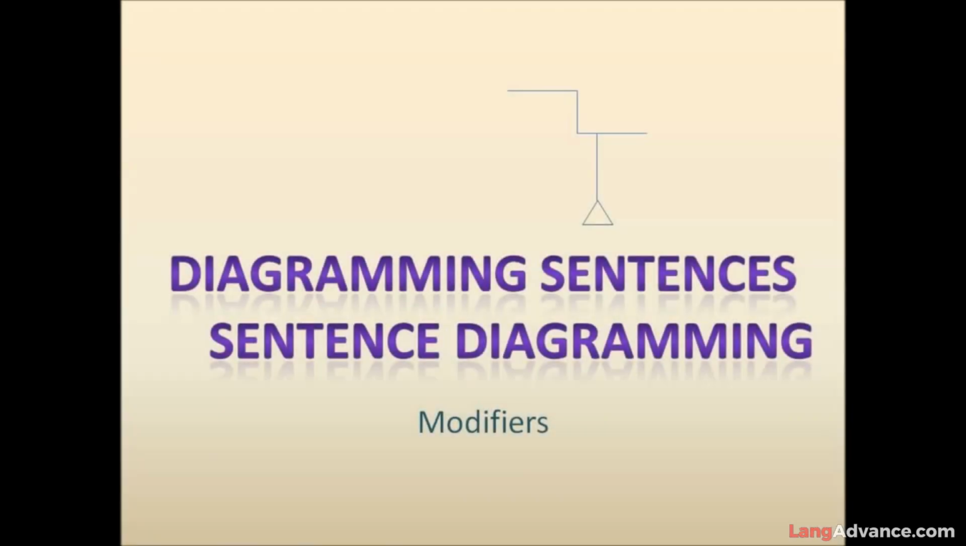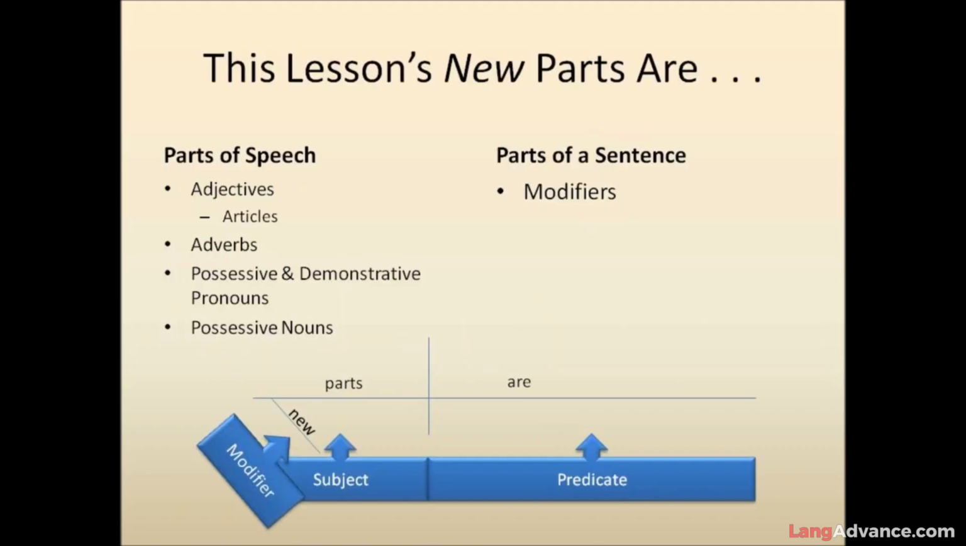Hello, welcome to your next lesson in diagramming sentences. In this lesson, we'll be learning how to diagram modifiers. But before we can start diagramming modifiers, we should talk about the new parts of speech and the new parts of a sentence that we'll be covering in this lesson. The parts of speech that we'll be covering are adjectives, including articles, adverbs, possessive and demonstrative pronouns, and possessive nouns. The part of a sentence that is new to us is the modifier.